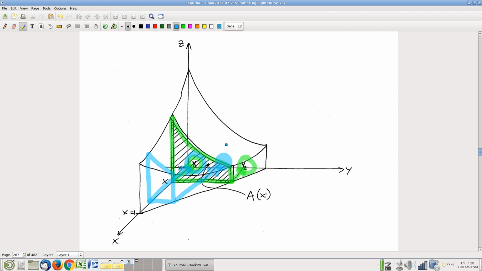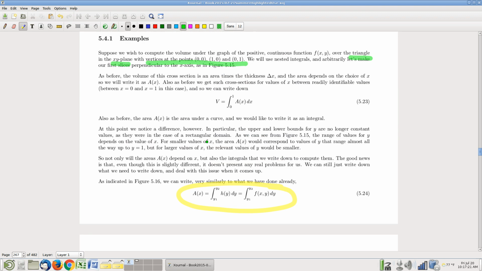All right, so the upper bound depends on x. The upper bound for y depends on x. Anybody see that in the picture? I mean, you can see it right there in the picture. Right, so that upper bound is going to depend on x. That upper bound is going to be a function of x.